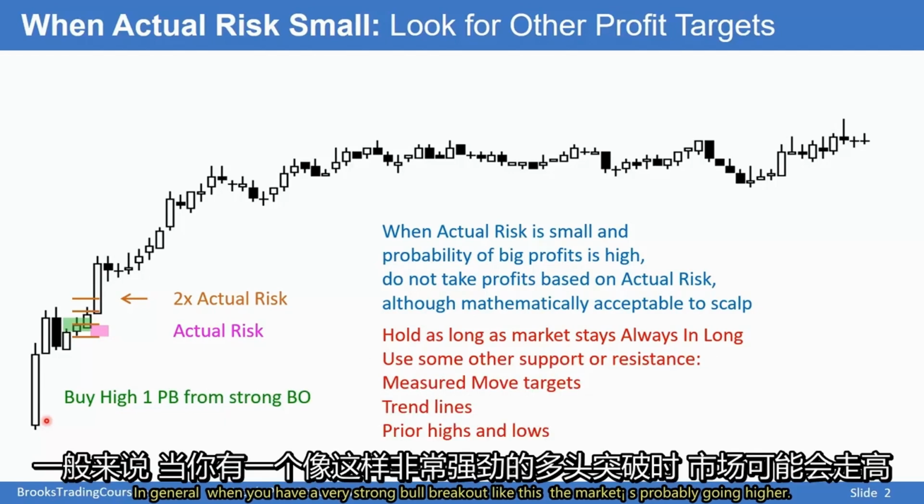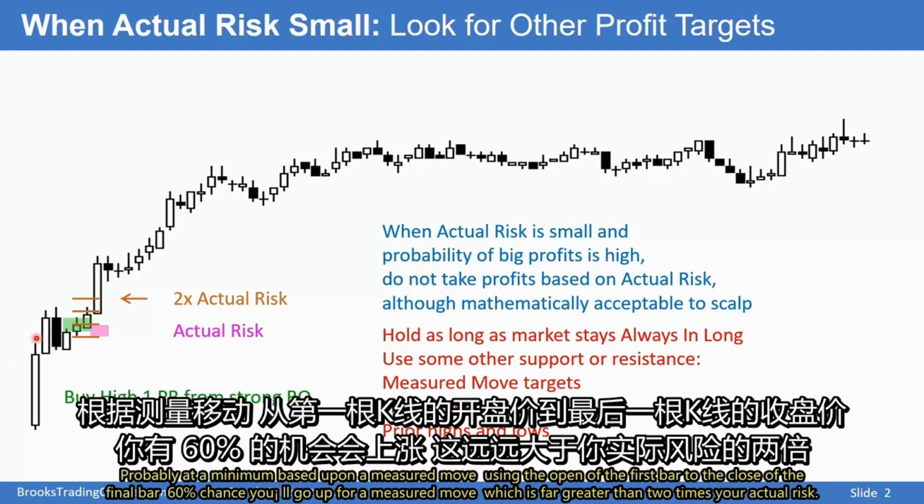In general, when you have a very strong bull breakout like this, the market's probably going higher, probably at a minimum based upon a measured move using the open of the first bar to the close of the final bar. 60% chance you'll go up for a measured move, which is far greater than 2 times your actual risk.